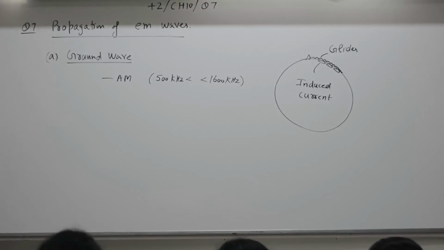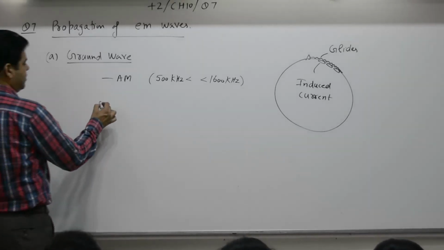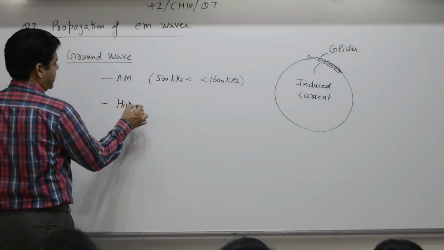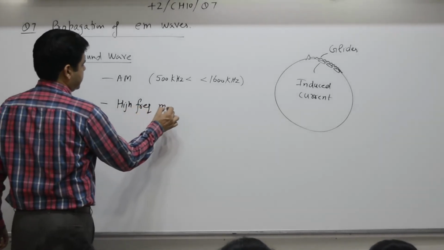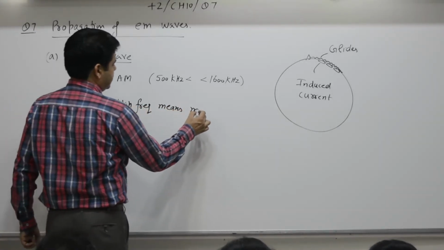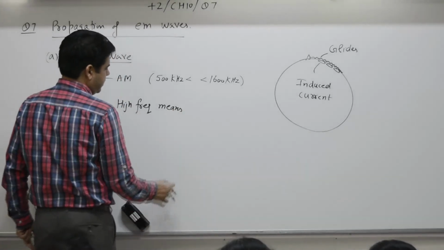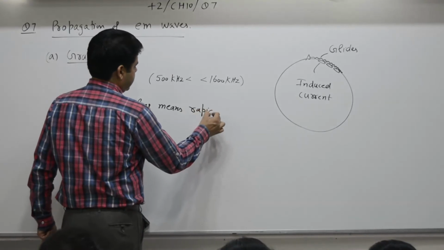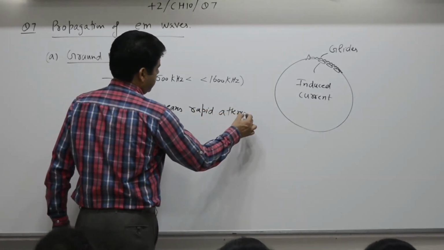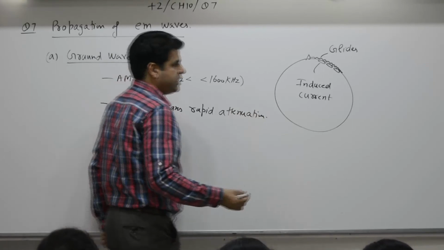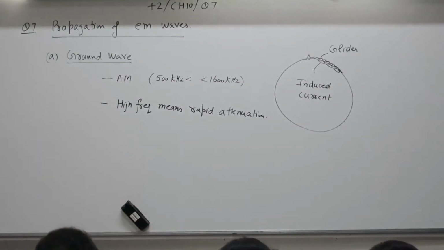As a result of absorption of energy by Earth, the attenuation of surface waves increases very rapidly with the increase in frequency. If the frequency increases, high frequency means fast, rapid attenuation. Reason is, yes, why?